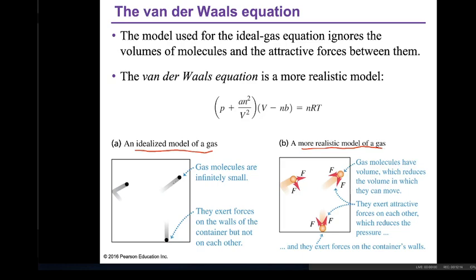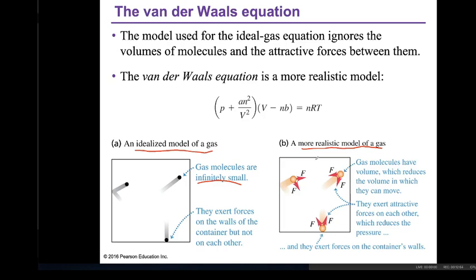In an ideal gas, we think the molecules are infinitely small, which means they don't have volume. Each gas molecule has zero volume. This is condition number one. Number two, they exert forces on the walls of the container. For example, when a molecule hits the container, it exerts some force on the container. However, they don't exert any force on each other.